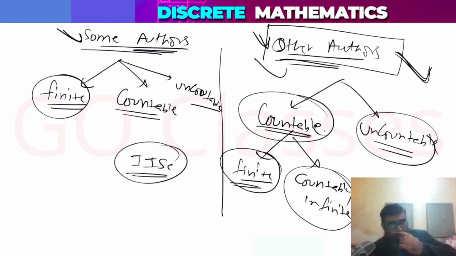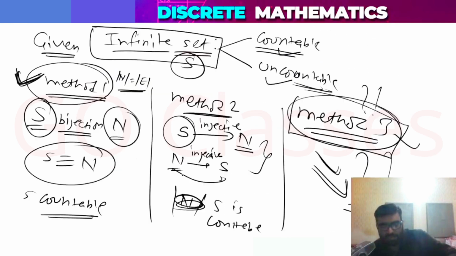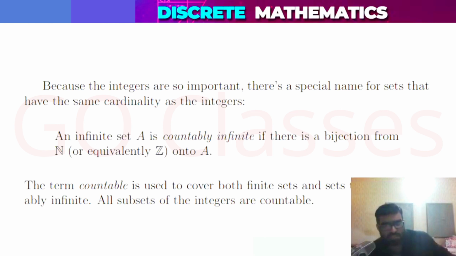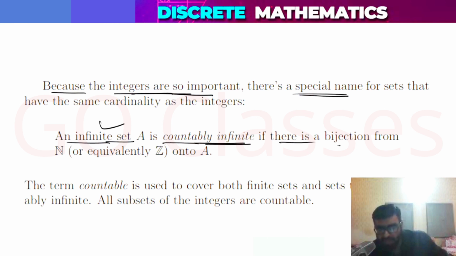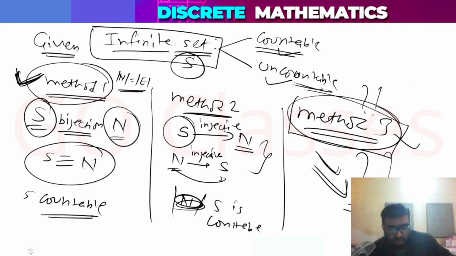Let's see what this method is. Before we look at this method, you can see these notes. Integers are very important, the set of natural numbers or integers, all these are very special. So we give a special name, and what is that special name? If you have an infinite set, then that set will be called countably infinite if there is a bijection from N to A. Now this you already know.